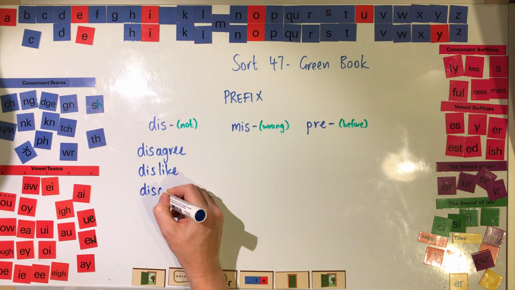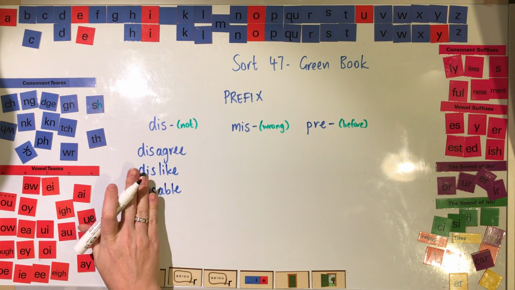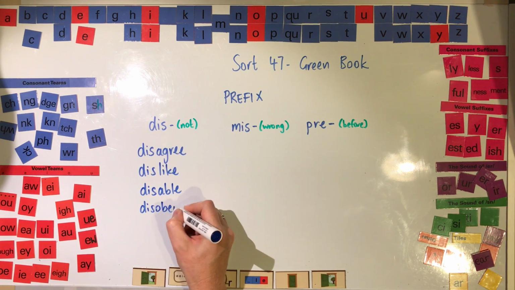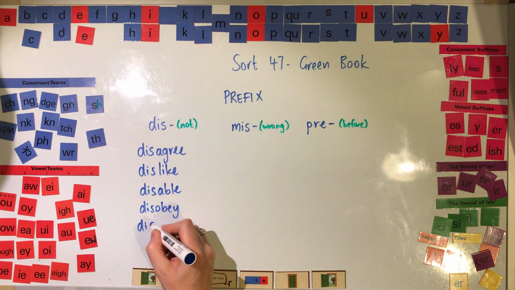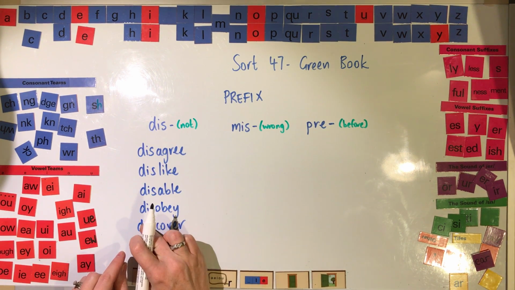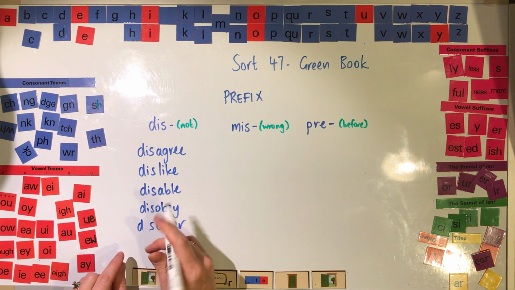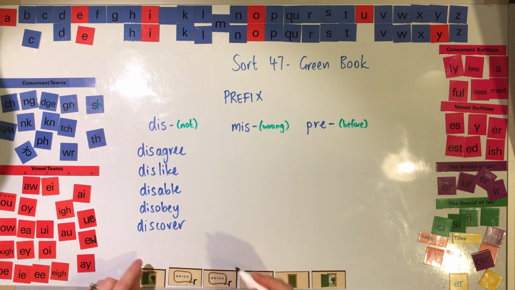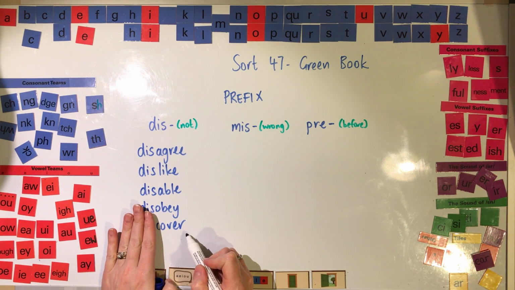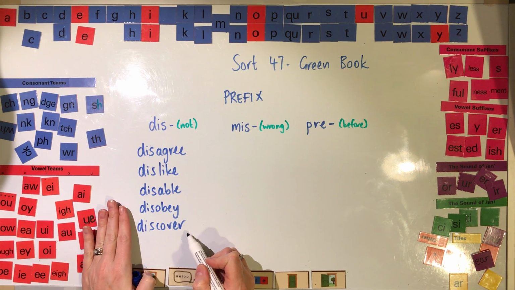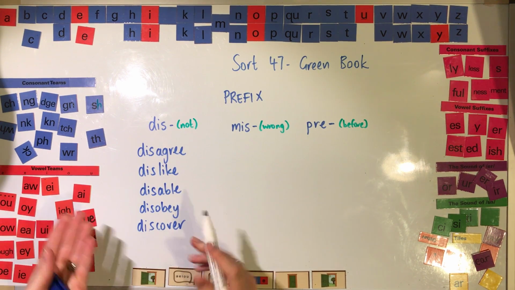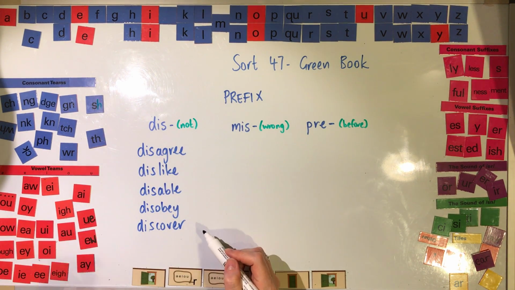Disable, disable. You can be able or not able. Disobey, we've already looked at. We've got discover. This is kind of a fun word when you think of it, because you're probably really used to using that word and not really thinking of it as a prefix and a base word. If something's covered up, you can't see it, but then it's not covered up. You've discovered it, as in you've taken the cover off something to discover it.